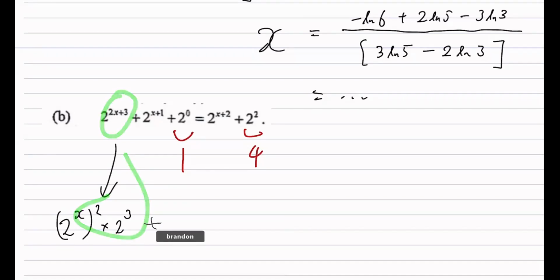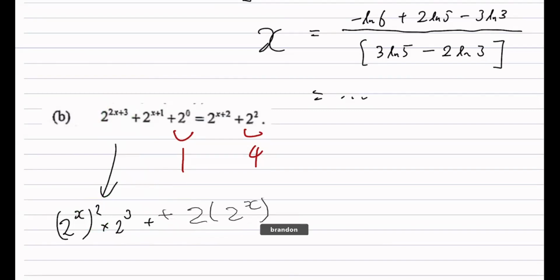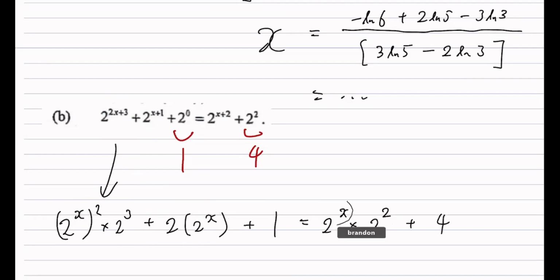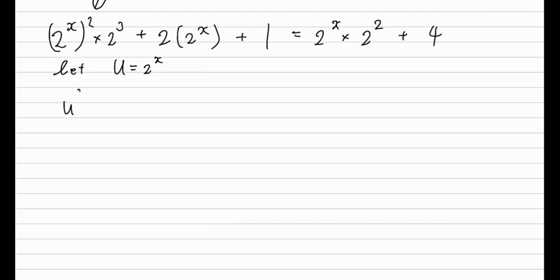It's the same as this, right? Yes, correct. Plus 2 times 2 power x plus 1 equals 2 power x times 2 power 2 plus 4. So you can just let, I don't know, what letter would you like? U, okay. Then you get u squared times 2 cubed, which is 8, plus 2u plus 1 equals u times 2 squared, which is 4, plus 4.